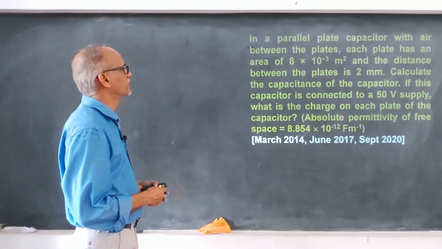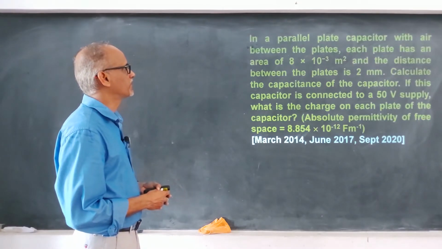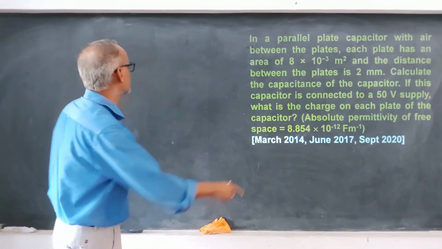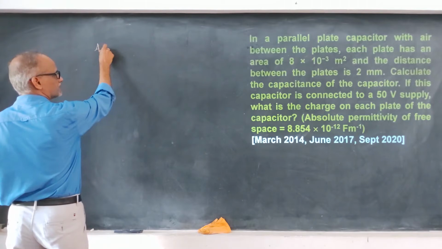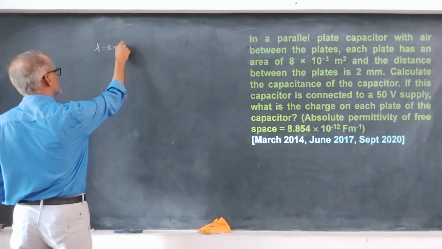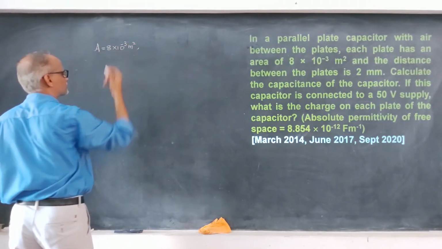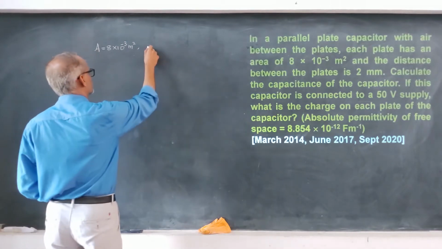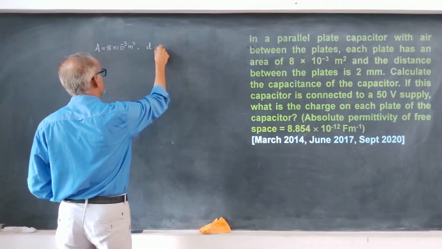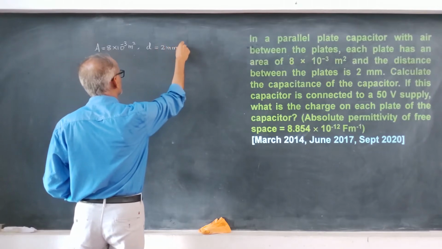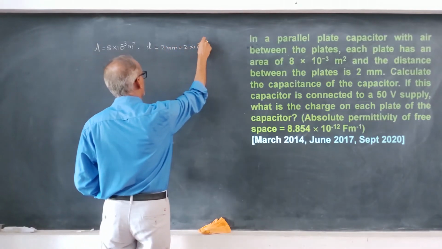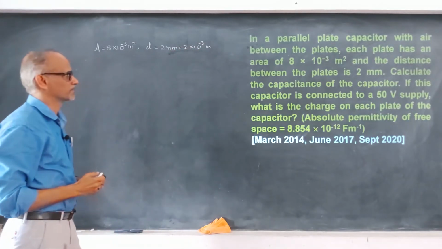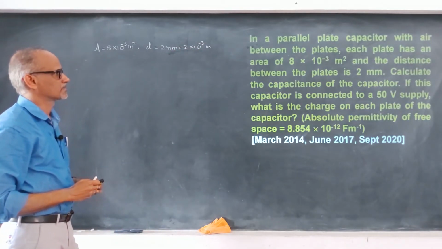So first one, in a parallel plate capacitor with air between the plates. So medium is given, air between the plates. Each plate has an area, so area is given here directly, which is 8 into 10 to the power minus 3 meters square. That is the area. And the distance between the plates is 2 millimeter. So separation between them is symbol D, 2 millimeter. Conversion again important, 2 into 10 to the power minus 3 meter. 1 milli is nothing but 10 to the power minus 3. Calculate the capacitance of the capacitor.